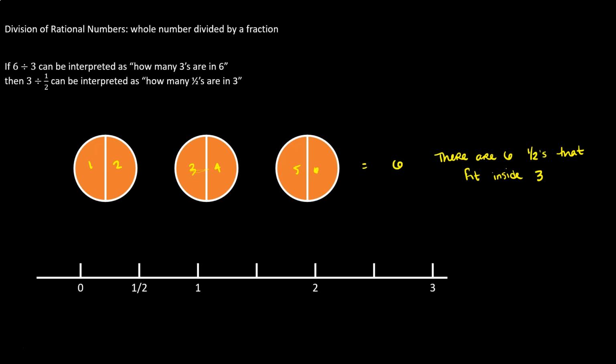We could use a number line to represent this as well. I've got 0 to 3 on a number line, and I've cut 1/2 marks so that we can count how many halves there are. From 0, I would need to go 1, 2, 3, 4, 5, 6 steps to make it to 3. So again, there are 6 1/2 lengths inside of the length 3.